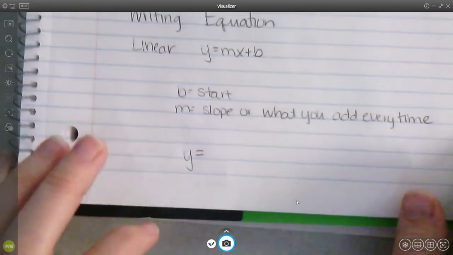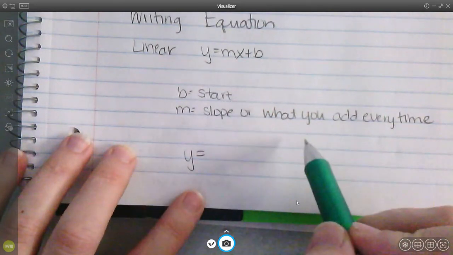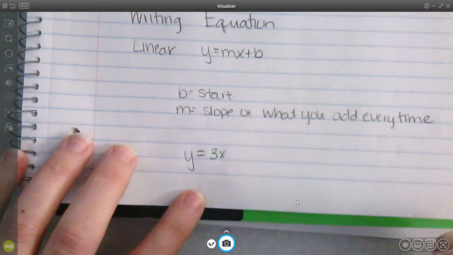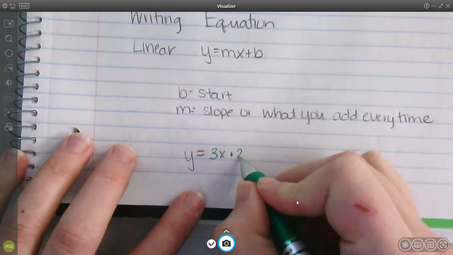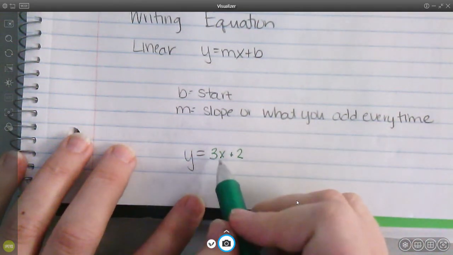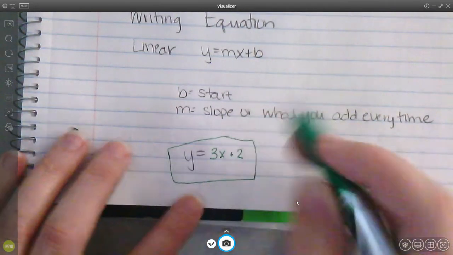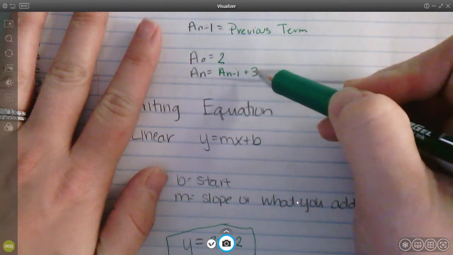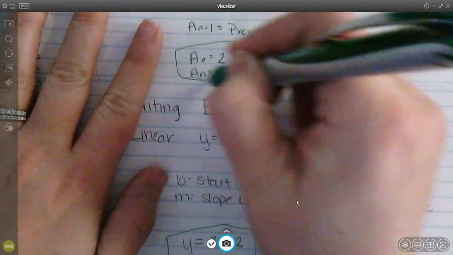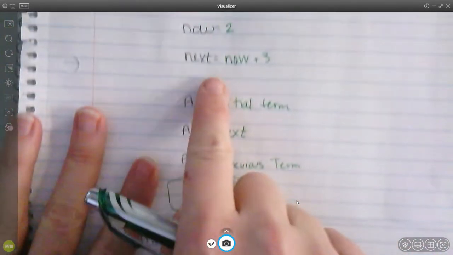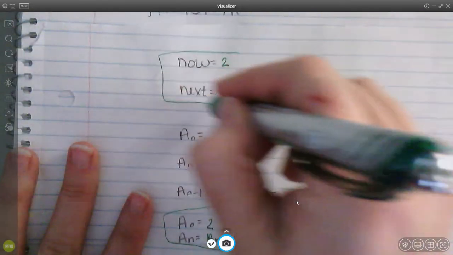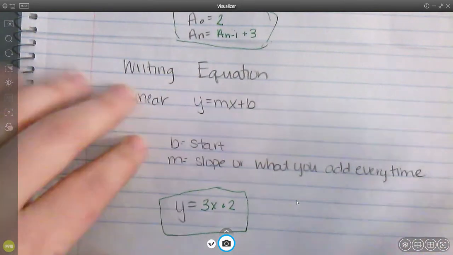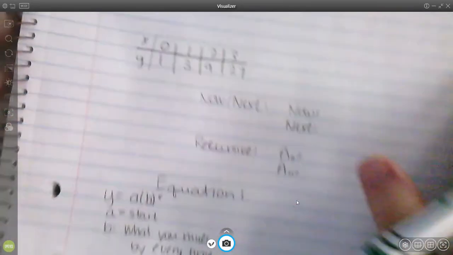So y equals m, which is our slope, or what we're adding every time. That was 3. And you have x plus your y-intercept, or your starting value, which was 2. So y equals 3x plus 2. This, a sub 0 equals 2, a sub n equals a sub n minus 1 plus 3, and this now-next equation, all 3 of these things are representing the exact same thing. Okay, so let's look at another example.